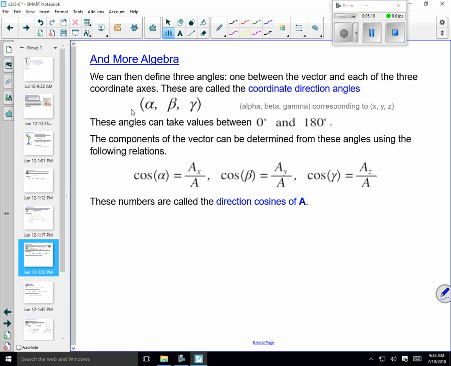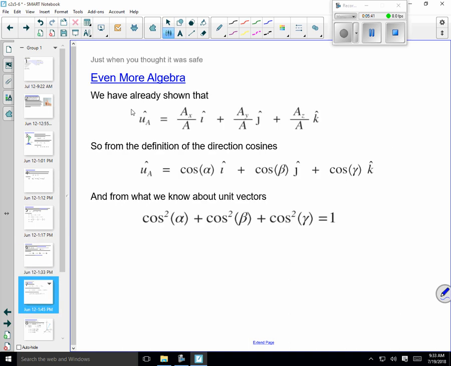And so I can find the components of the vector using the following relations. That the cosine of alpha is ax over a. The cosine of beta is ay over a. The cosine of gamma is az over a. Those numbers are called the direction cosines of A. Well, I can keep going.